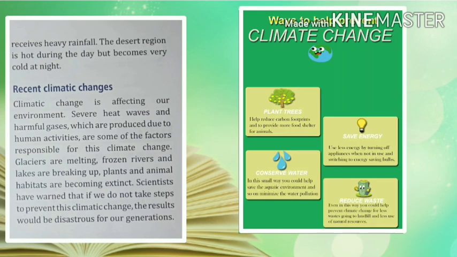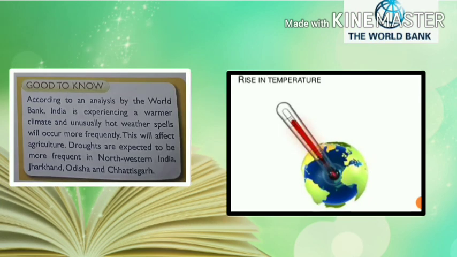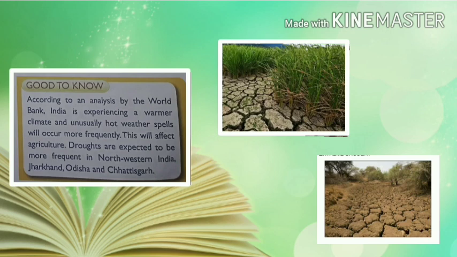Okay, scientists have warned that if we do not take steps to prevent this climatic change, then the result would be disastrous for our generation. And according to an analysis by the World Bank, India will experience a warmer climate and unusually hot weather spells will occur more frequently. Okay, and this will affect our agriculture. Droughts are expected to be more frequent in northwestern India, Jharkhand, Odisha and Chhattisgarh.